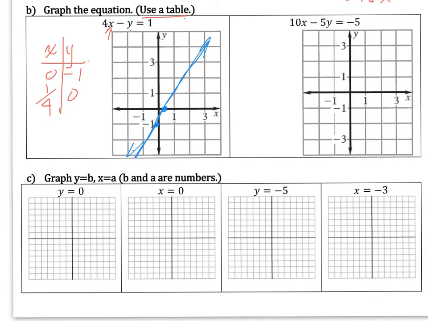Okay, the next one. I can first simplify this equation so I don't have to deal with such big numbers. So I'll get 2x minus y equal to negative 1. When x is 0, y is 1. When y is 0, x is negative half. Plot my points, and then negative half, 0.